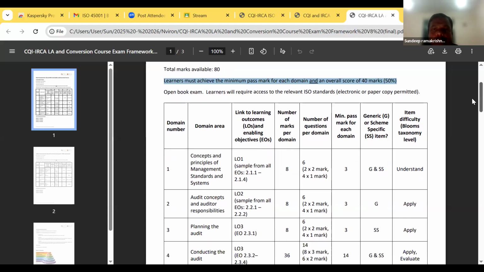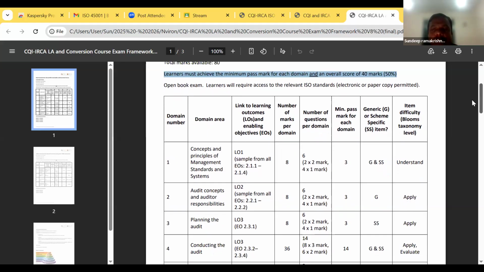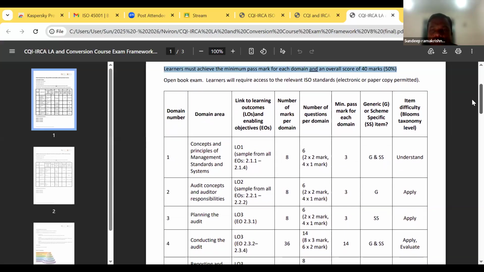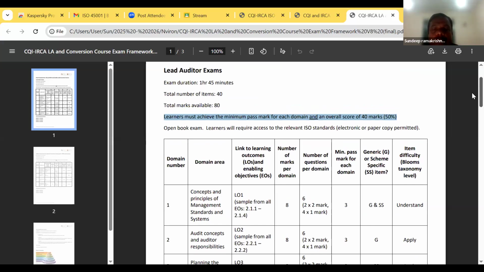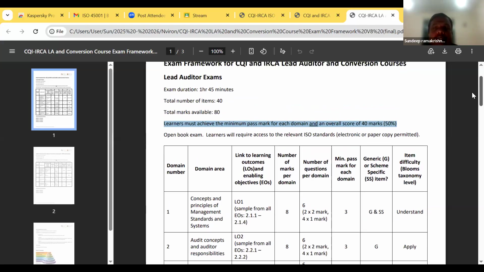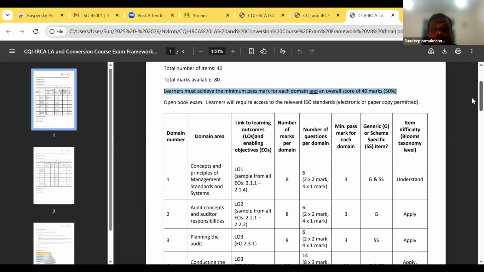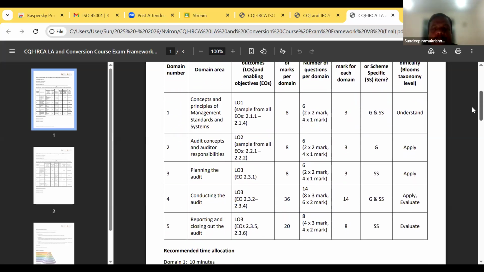Learners must achieve a minimum pass mark for each domain of 40, that is 50%, right? And a total of 40 plus marks is considered pass. So there are 5 sections: concepts and principles of management system standards, audit concepts and auditor responsibilities, planning the audit, conducting the audit, reporting and closing out the audit. These are the 5 sections in the examination.